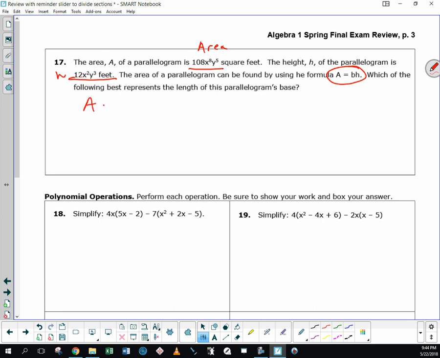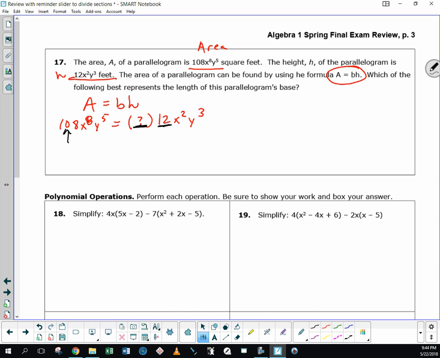So I know that area equals base times height, and I'm just going to fill in what I know. I know that the area is 108 x to the 8th, y to the 5th, times the base, which is what I don't know, times the height, 12x squared, y to the 3rd. Now, there's a couple of ways to look at this. The first way to look at it is, what times 12 gives me 108? All right? That's one way to look at it.